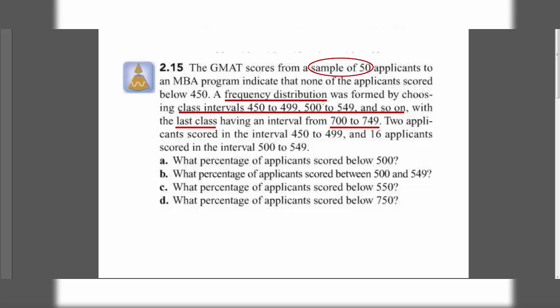As you notice, I've highlighted some areas in red. That's a very good idea if you have text where you can do that, or take notes, whatever you can do to give yourself summaries of what was given in the problem. So we know that we are being asked to find percentages and we have a frequency distribution. As I'm reading, I noticed that the GMAT scores are our numerical variable. That's our variable of interest.